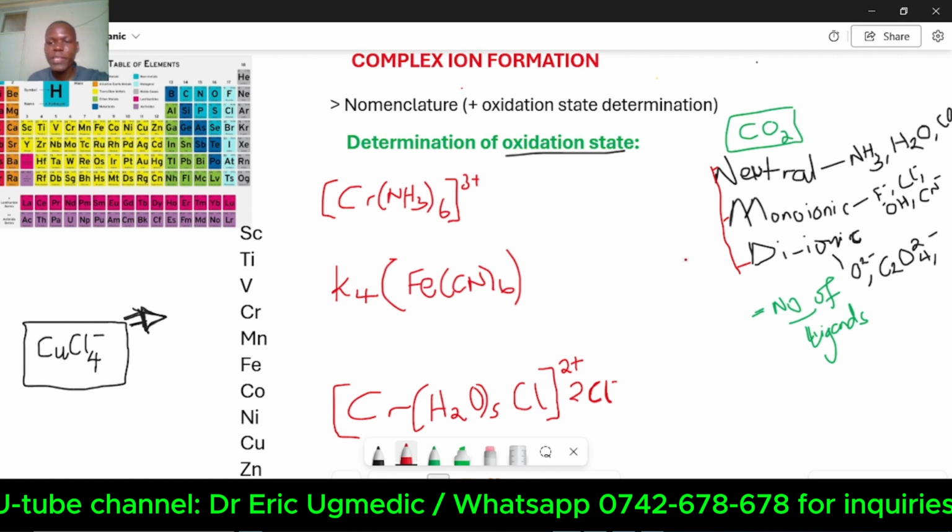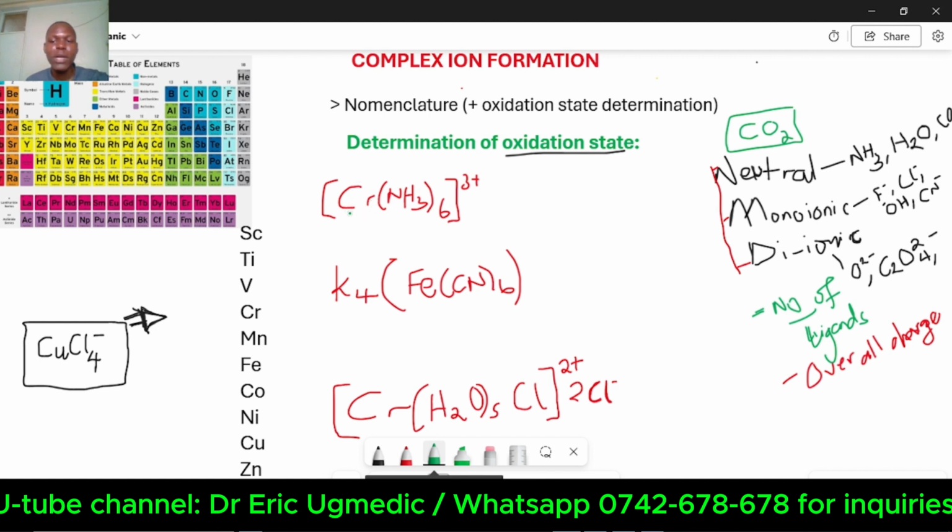So how are we going to do this? After knowing whether it's a neutral or what, then I also know the number of ligands. I know the overall charge of the complex. Then what am I going to do? What I'm going to do is that I need to find the oxidation state of the central atom, which is the transition element in this case. For example, here it's chromium.